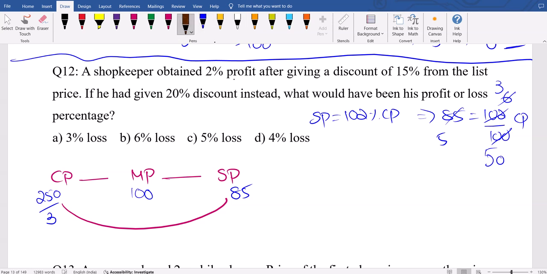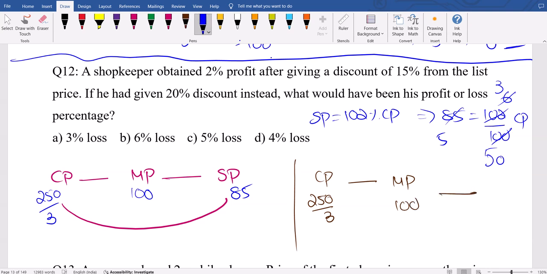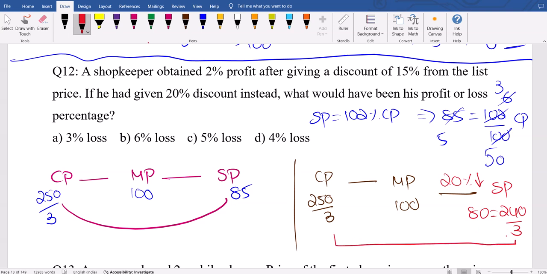Now, cost price is 250 divided by 3, marked price 100. Now you are giving 20% discount, so it becomes 80 rupees. Selling price is 80. For understanding, I can write 240 divided by 3 here. You can observe there is a loss. How much loss? 10 divided by 250, which is 4% loss. The answer is 4% loss.